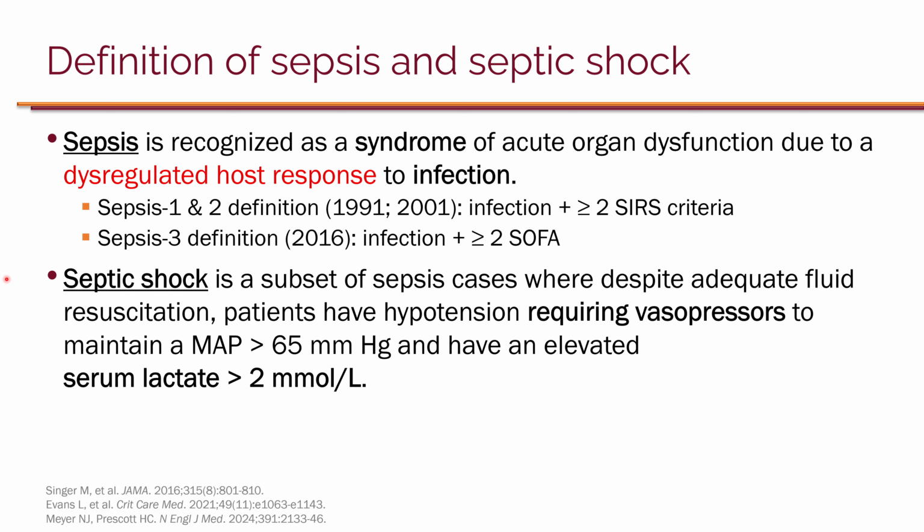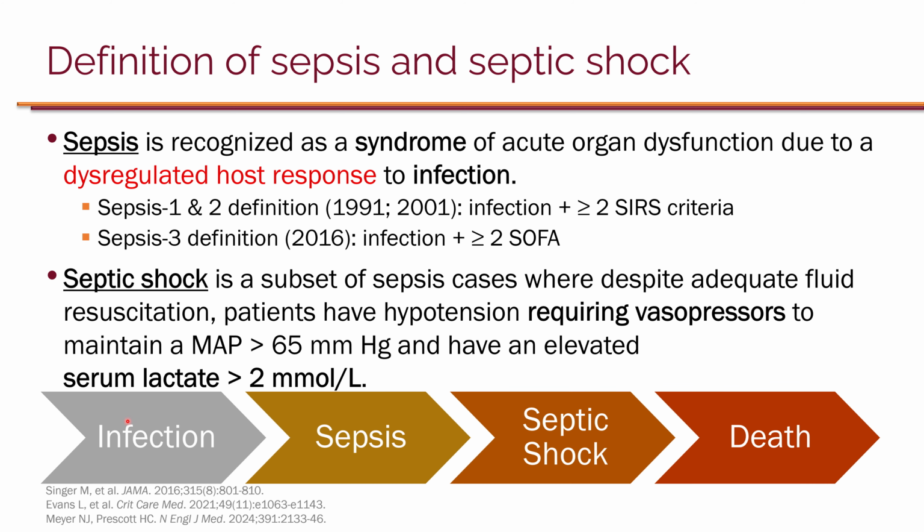And then we have the concept of septic shock. This is a subset of sepsis cases where, despite adequate fluid resuscitation, patients have hypotension requiring vasopressors to maintain a mean arterial pressure of at least 65 millimeters of mercury and have an elevated serum lactate of at least 2 millimoles per liter.